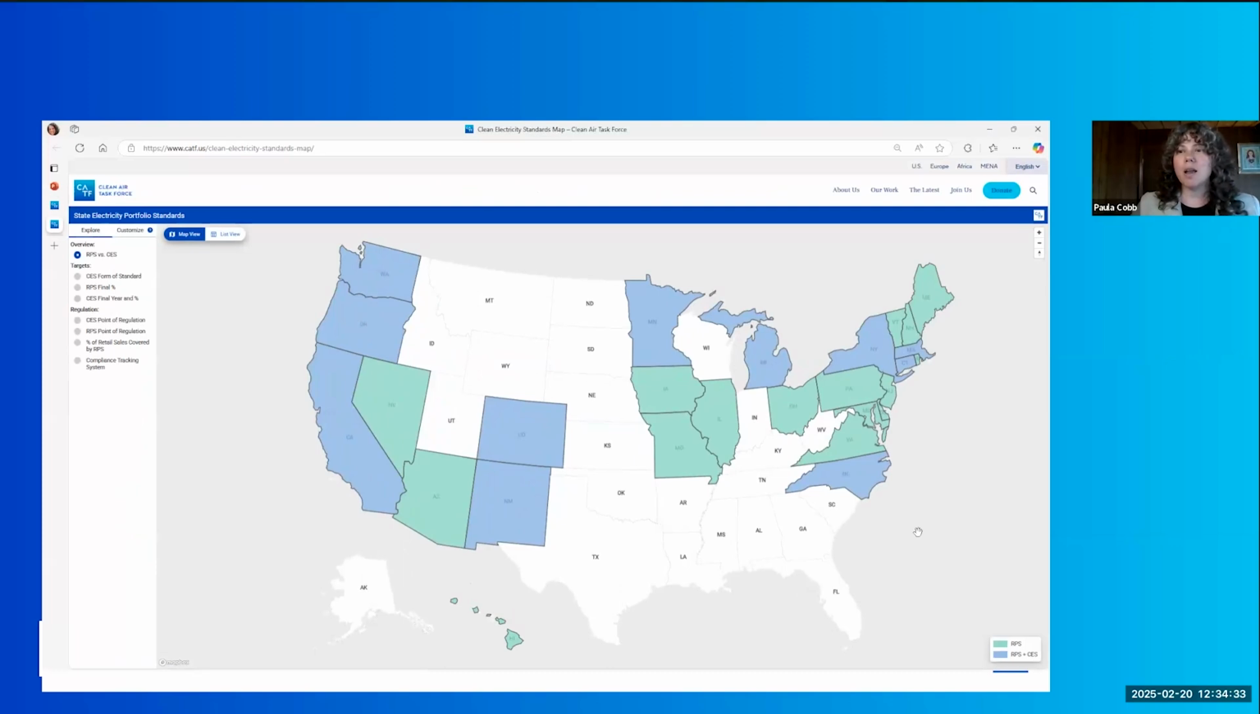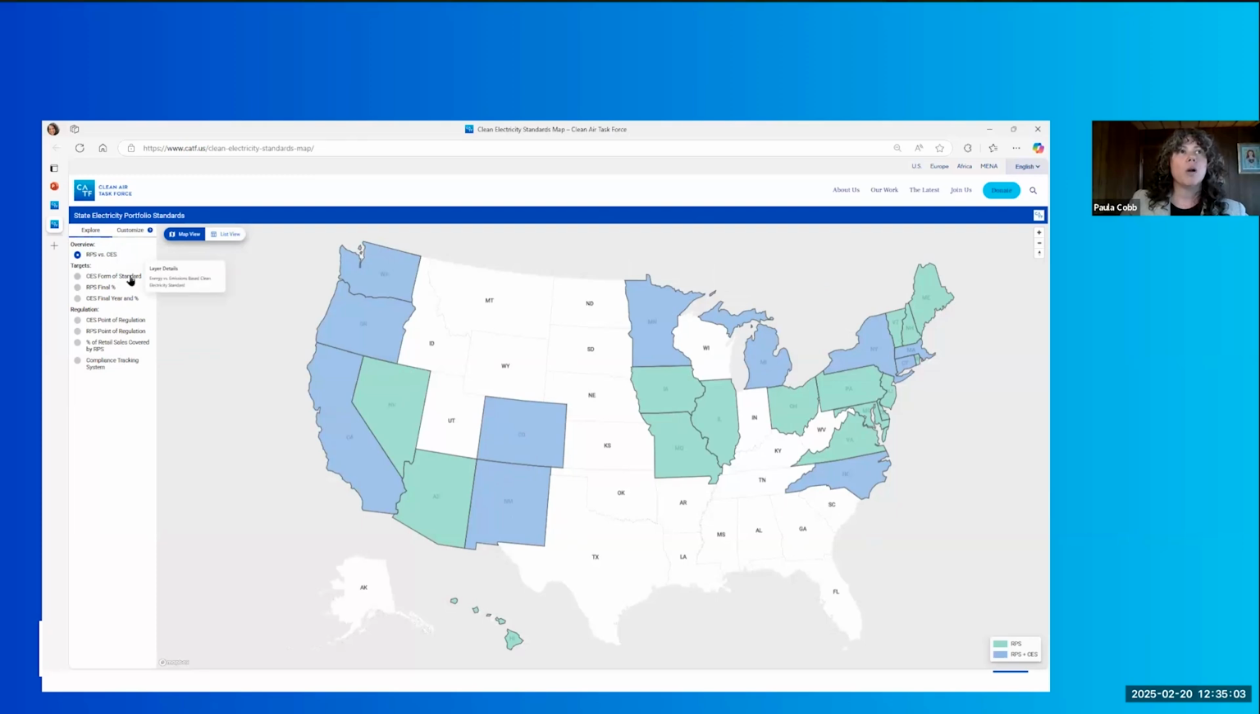All right, so when you click on the interactive map, this is the first screen that you're going to see when you pull this map up. And you'll see that we've got a couple of different tabs here for you to use. This initial Explore tab is really, we picked what the most popular questions tend to be about a state's policy. And so just for example, a very basic one, well, which state has an RPS, right? Which state has a CES? And at a glance, you can really get a good sense for coverage across the country with these particular policies.